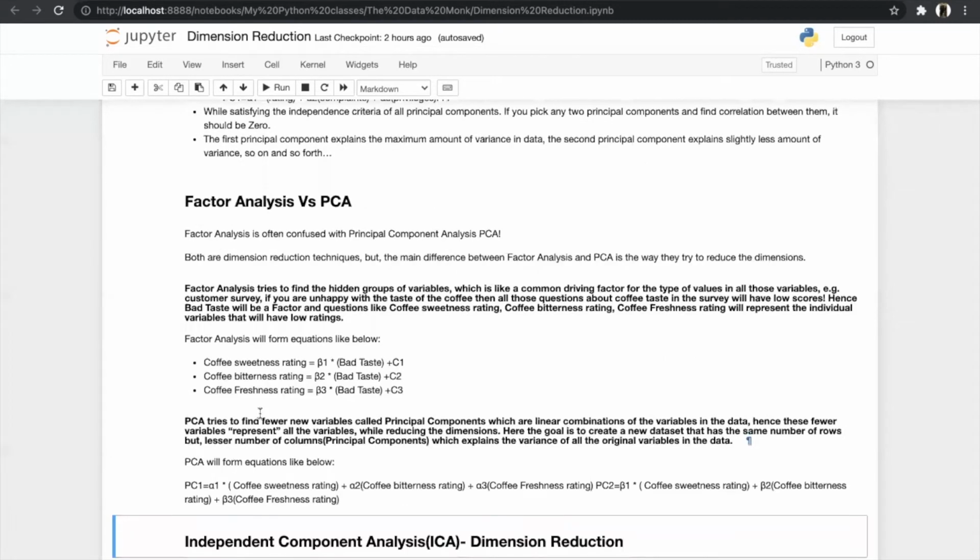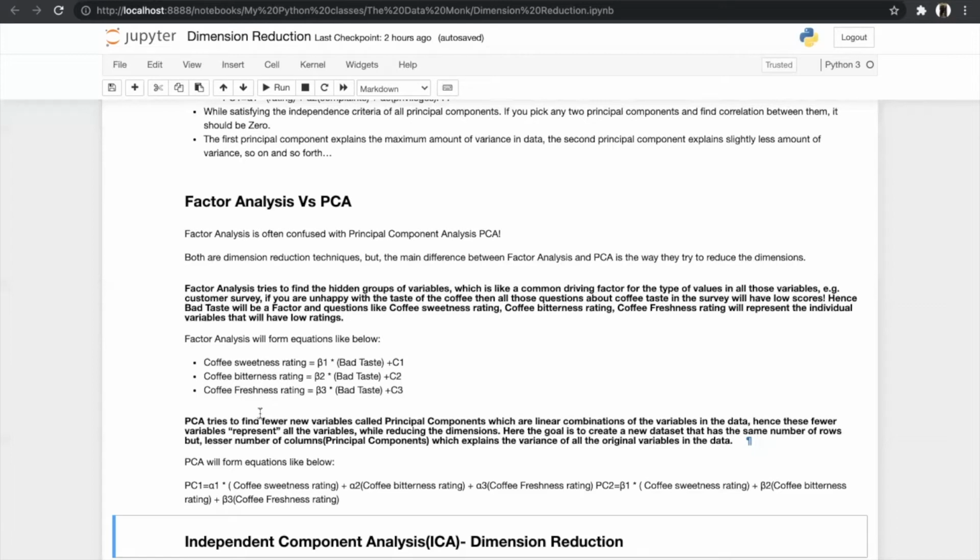So in this, our equation will be formed like PC1 equals alpha 1 into coffee sweetness rating plus alpha 2 into coffee bitterness rating plus alpha 3 into coffee freshness rating. And same for PC2, it will be beta 1 into coffee sweetness rating, beta 2 into coffee bitterness rating plus beta 3 into coffee freshness rating. And so on till we capture all the variance in our dataset. So now you should be able to differentiate between factor analysis and PCA and should know the working of both the algorithms.